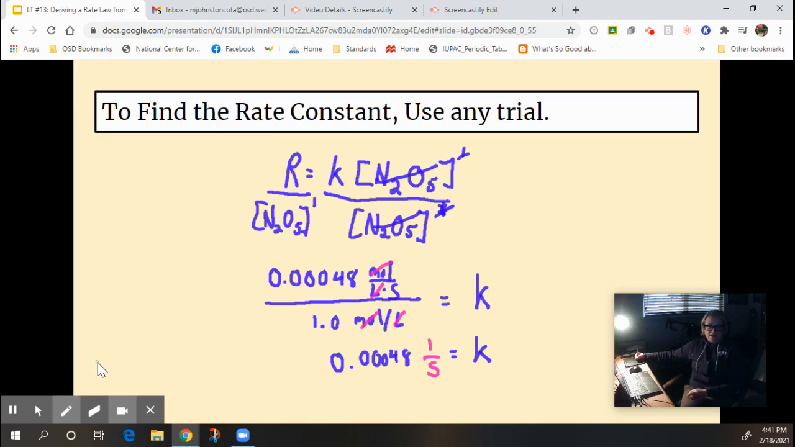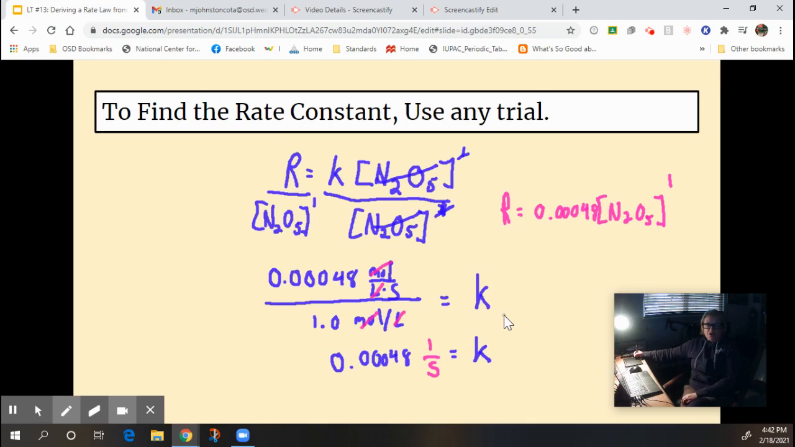So that's basically giving us enough information to give us the overall rate law, which I'm going to put here. So I now know my rate law is going to be 0.00048 times the concentration of N2O5 to the first power. You don't have to put the units in the actual rate law itself, but you do need to know how we derive those units for the rate constant.